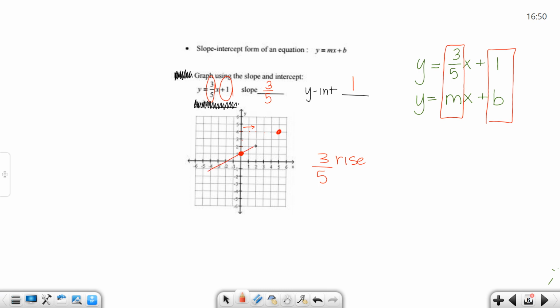Now, once you go there, go ahead and draw your line. Rise over run. Now, when I got the rise part done, I had to run. My 5 was positive, so I ran in the positive direction. So I ran to the right. So I went up 3 and over 5.